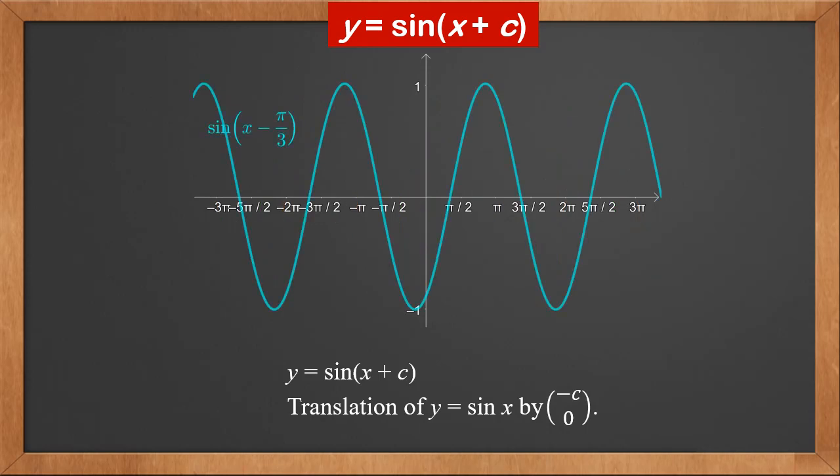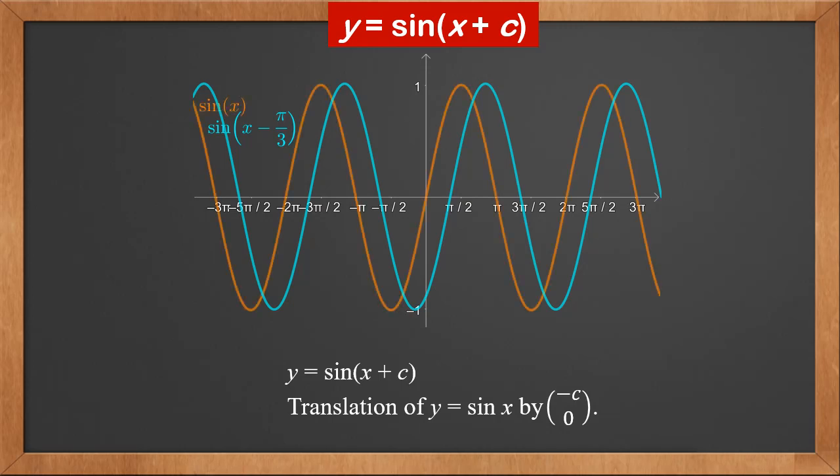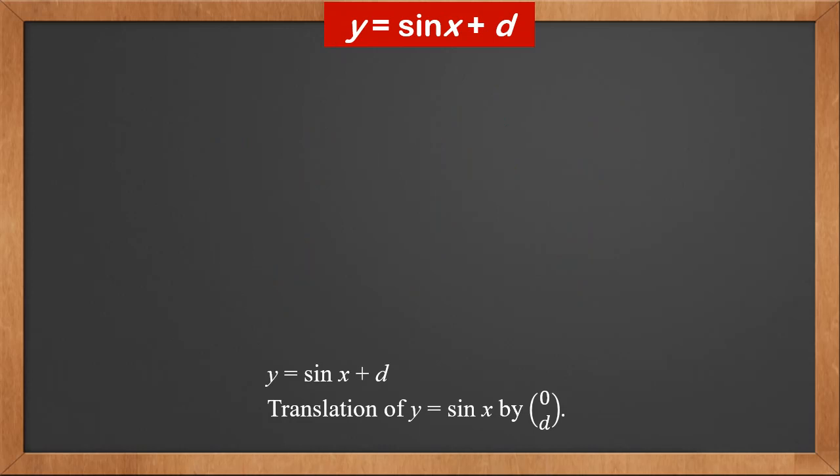This is y = sin(x - π/3). It's moved to the right by π/3. Now let's put them together.